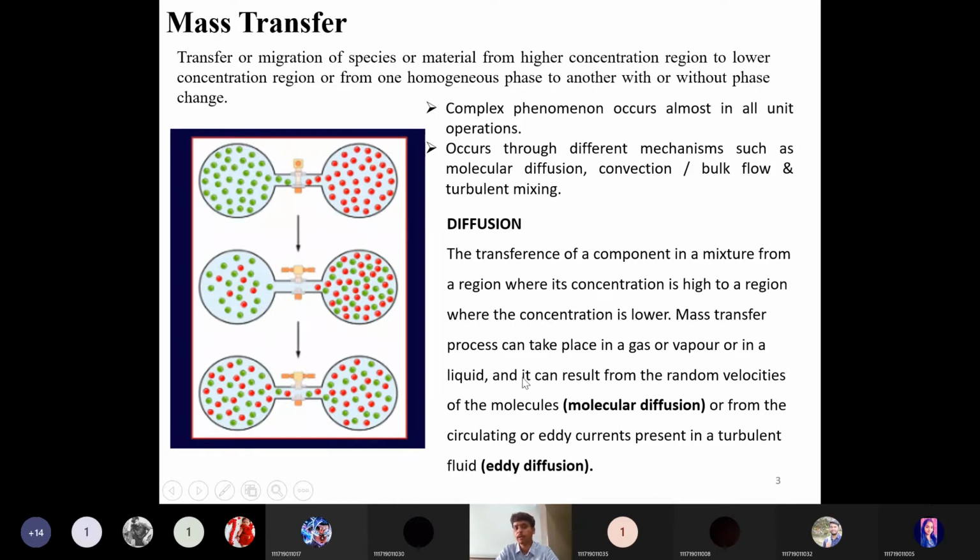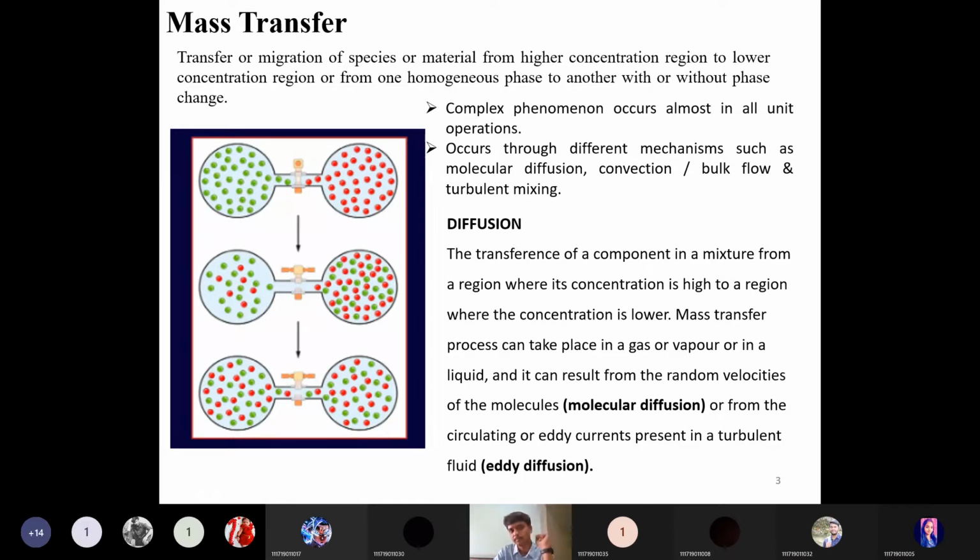That random movement or random velocities is called molecular diffusion, or it can result from circulating or eddy currents present in a turbulent fluid. That is called eddy diffusion. There are two types of diffusion. One is due to normal or general random movement, called molecular diffusion. Whenever you put some agitation here, whenever you push the molecules to travel forcibly, some eddy currents will be produced. Those eddy currents give you this type of diffusion, called eddy diffusion.